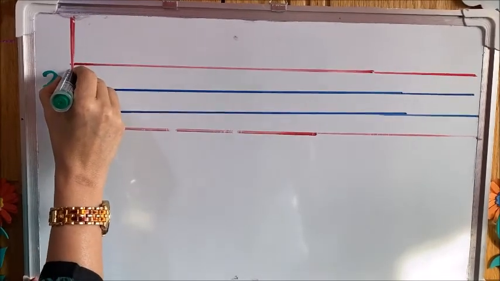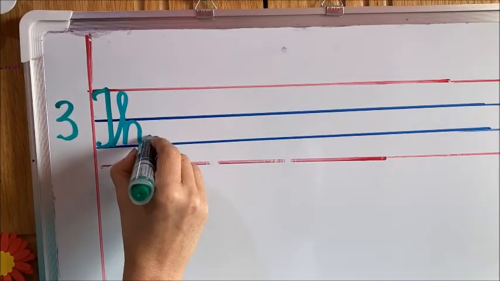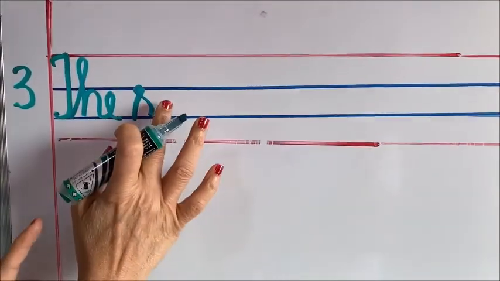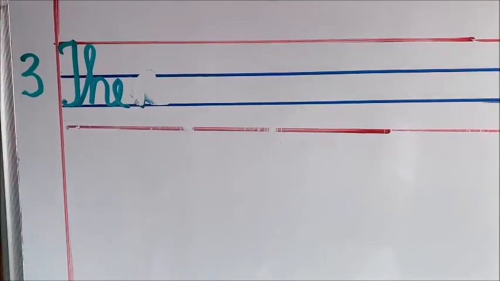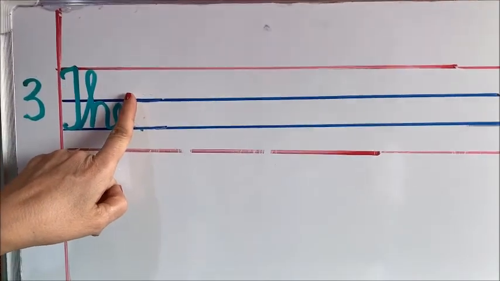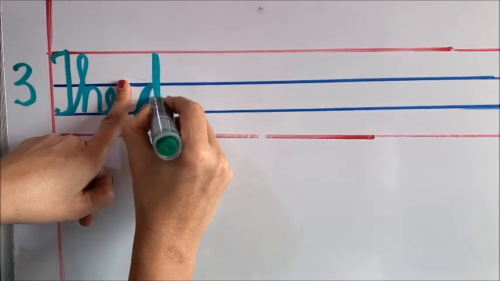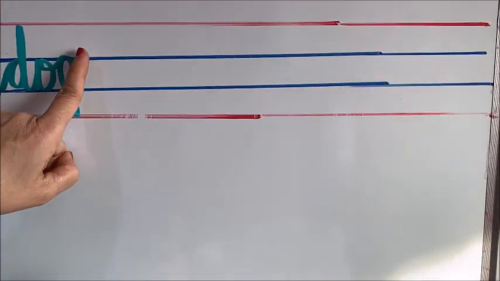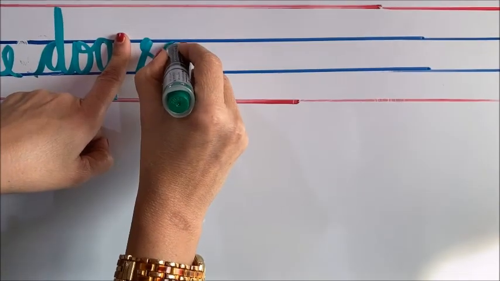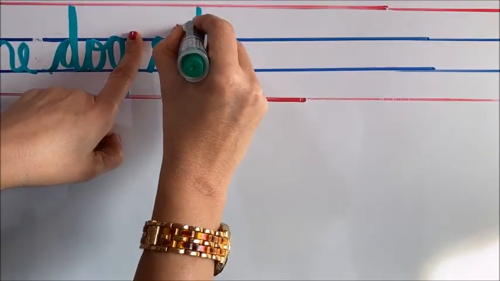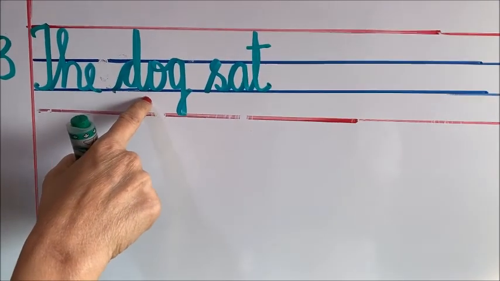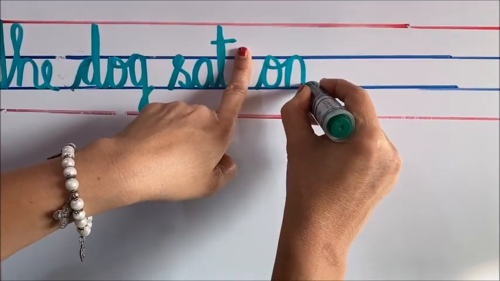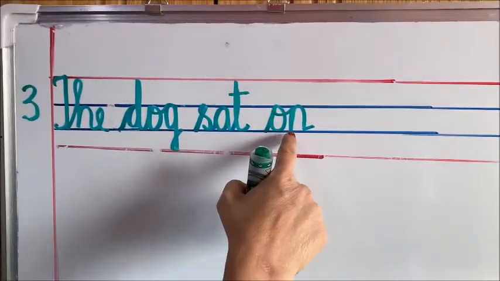Now follow your teacher. Now capital T H E. What is this one? The, isn't it? Now keep your finger and write the. Keep your finger and write dog, the dog. Keep your finger and write sat. What is this? Sat. Now read the dog sat. Keep your finger again and write on. The dog sat on.